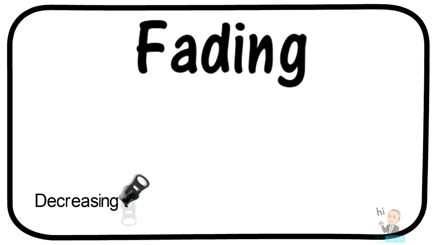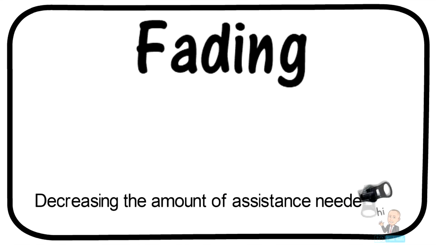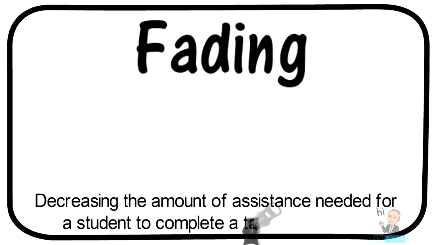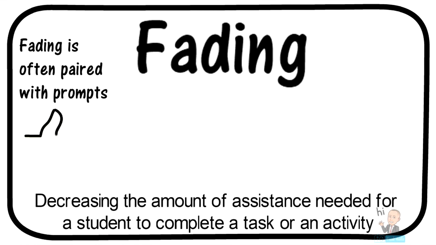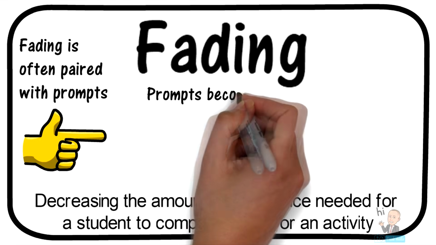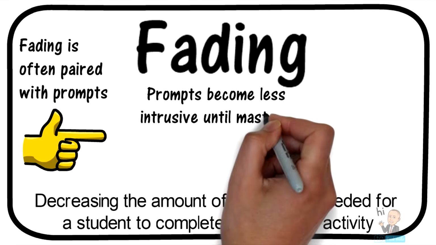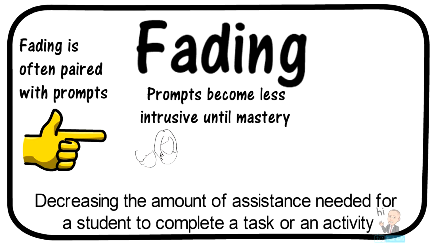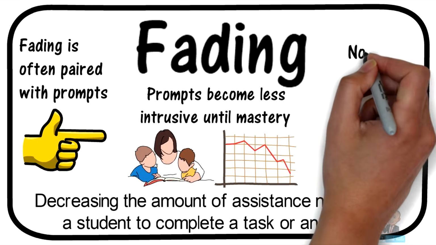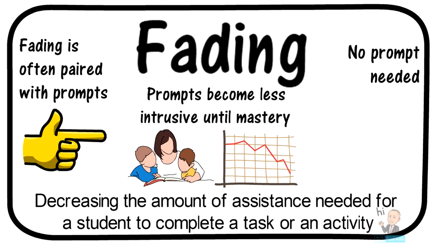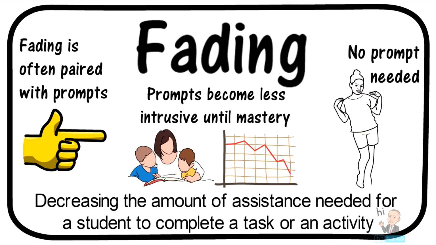Fading is slowly and systematically decreasing the amount of assistance needed for a student to complete a task or activity. Fading is often paired with prompting, where teachers are able to get to the point where they don't need prompts anymore, which is the goal. Prompts become less and less intrusive until mastery, so a parent may have to physically prompt their child to read. At first, you may replace more intrusive prompts with less intrusive prompts. But the goal in mind is to have a self-sufficient student that doesn't need any prompting.